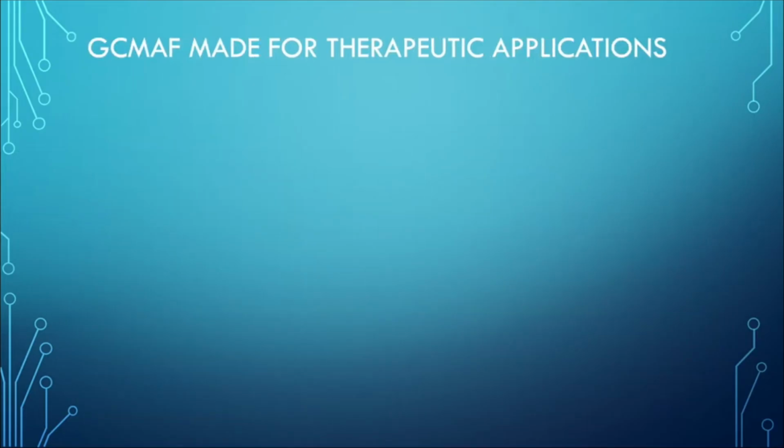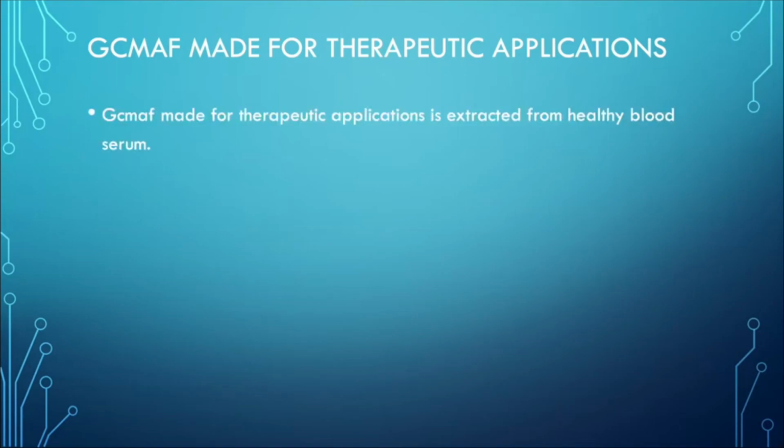So now we're going to take a look at how GcMAF is made for therapeutic applications, or extracted. So GcMAF is extracted from healthy blood serum or milk, and using a 24-step method which includes deglycosylation of the vitamin D binding protein, it is then placed in vitro and suspended in a saline solution due to its mass.